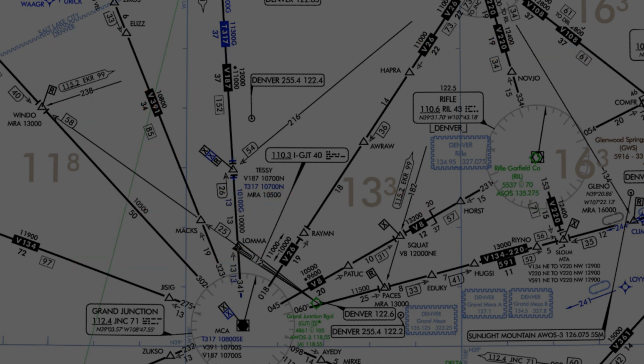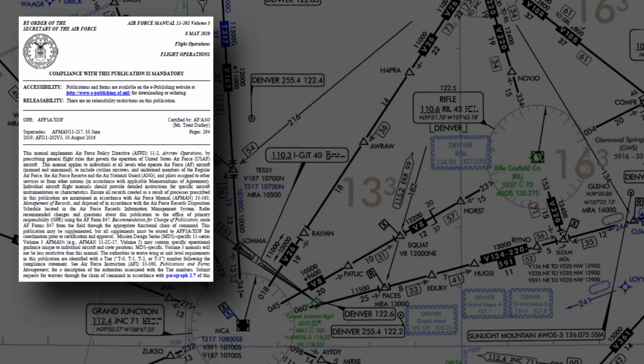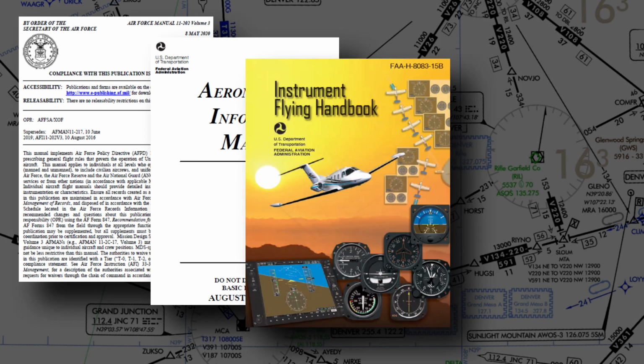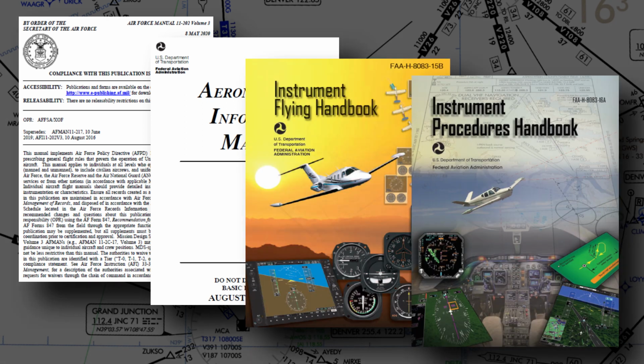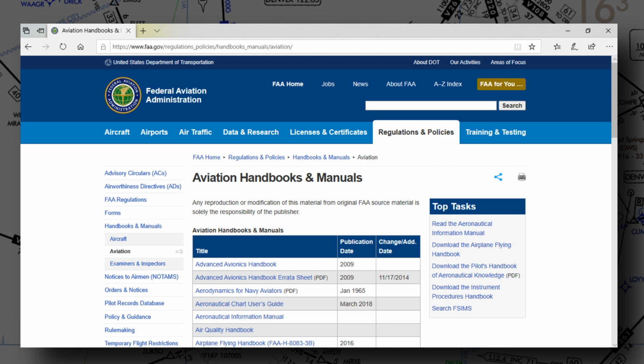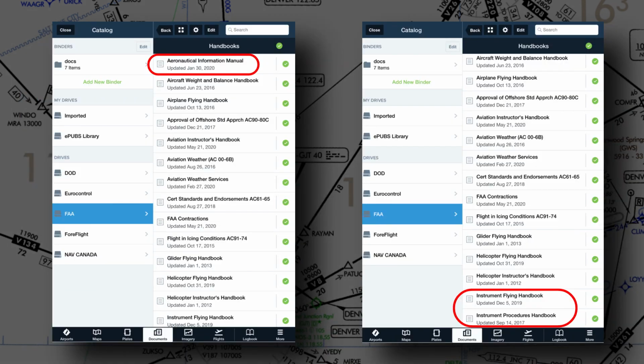The sources used for this lesson are the Air Force Manual 11-202 Vol 3, the FAA-produced Aeronautical Information Manual, Instrument Flying Handbook, and Instrument Procedures Handbook. These FAA handbooks are available for free download at faa.gov, as well as loaded into your ForeFlight documents.